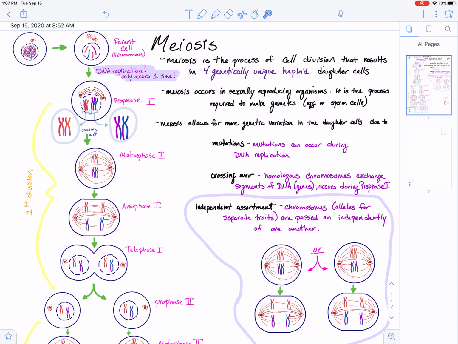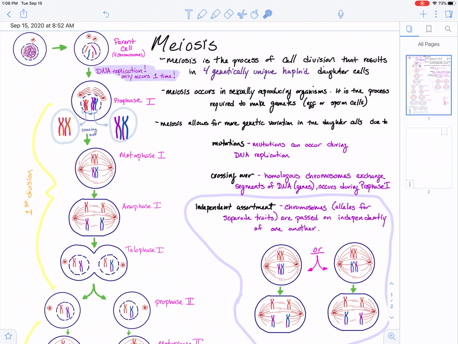Now, this 23 and 23 is pretty important because we get 2 copies of every trait. So we get 2 copies of all of our information, and we're going to talk a little bit about why that's important when we start talking about homologous pairs. So before we get there, I do want to mention that those genetically unique haploid cells, meiosis allows for more genetic variation in its daughter cells due to a number of things.